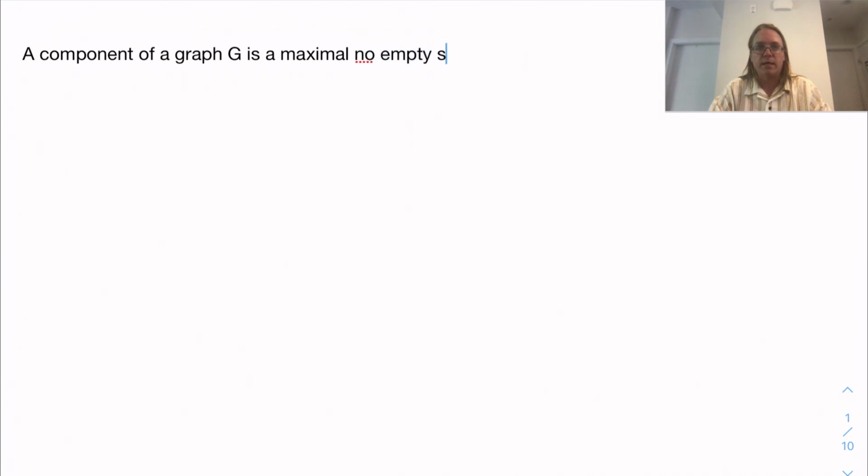Okay, so this proposition has primed us for our big definition here, which is that of a component. So a component of a graph G is a maximal, non-empty, connected subgraph.